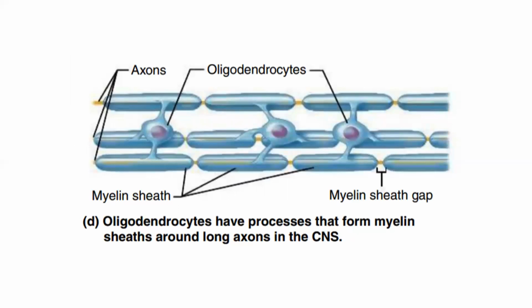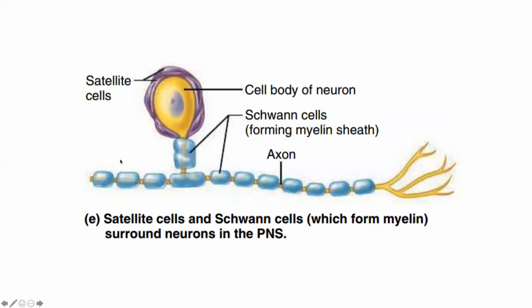Oligodendrocytes are present in the central nervous system. They produce myelin. Here you can see oligodendrocytes. They will produce myelin, and that myelin will encircle the axons of the nerve. And the same thing with the Schwann cell: Schwann cells will produce myelin, and that myelin will encircle the axons.